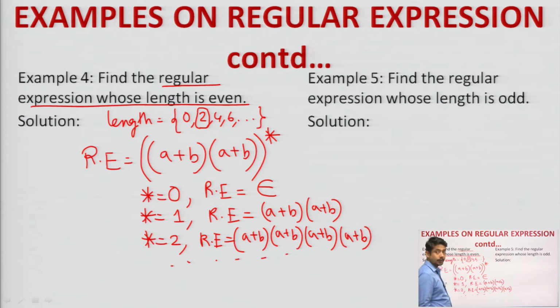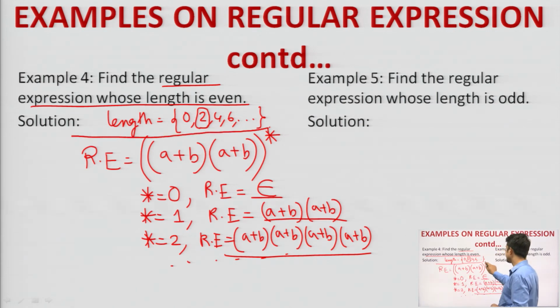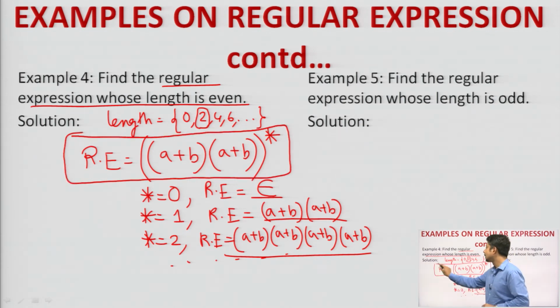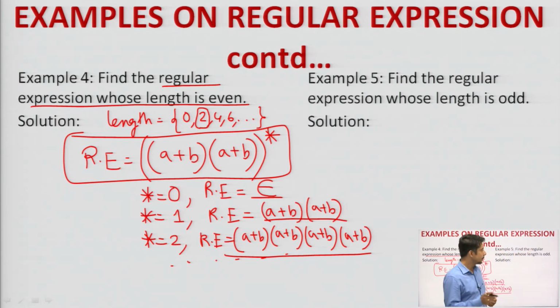going up till infinity. Now, if you look at this particular point, this is length equals 0, length equals 2, length equals 4. I hope it is clear to everyone. Got it? So, therefore, the final expression for this particular question is this one. Clear? So, this is the way you can find the similarities. Okay. Now, coming to the next question, example number 5, it says find the regular expression whose length is odd.